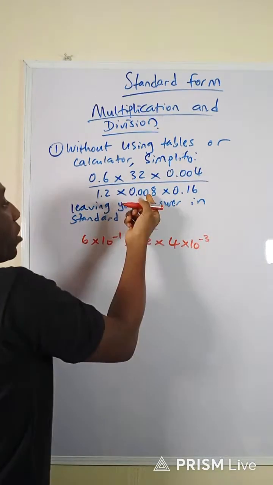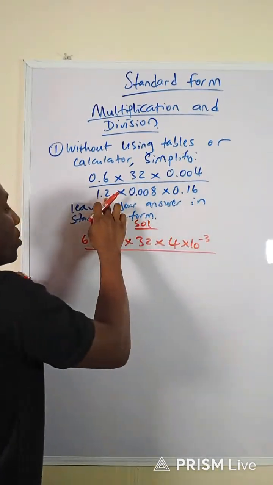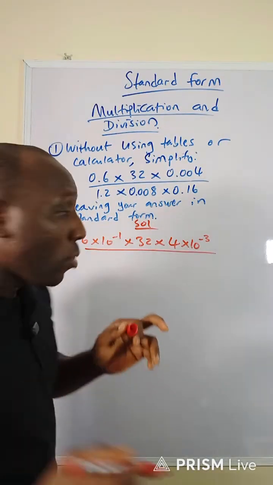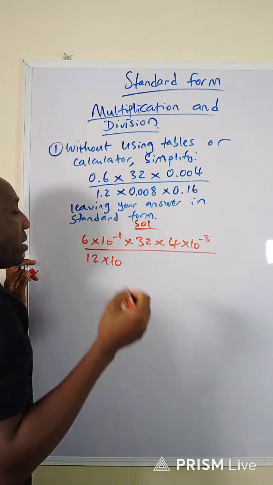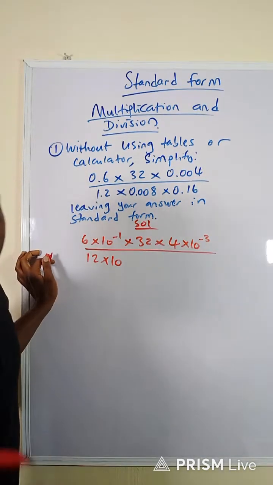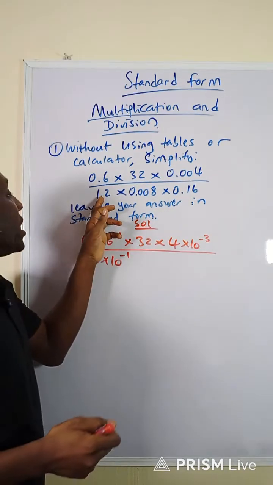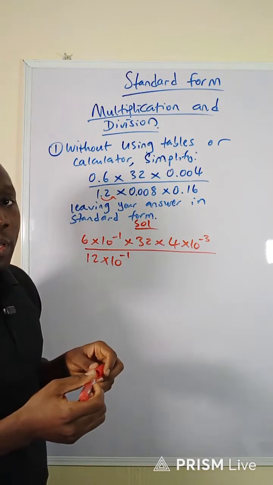I'll show you what I'm talking about when we come to this: 0.16 divided by 1.2. Now it's going to be 12, because we don't want a decimal point. So 12 times 10 raised to the power of what? Who can tell me? Minus 1, because I moved the decimal point out one time.